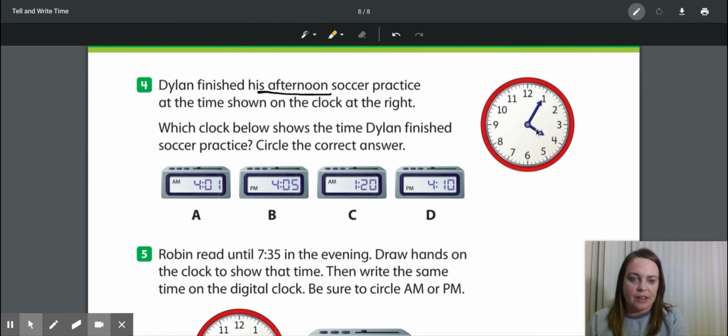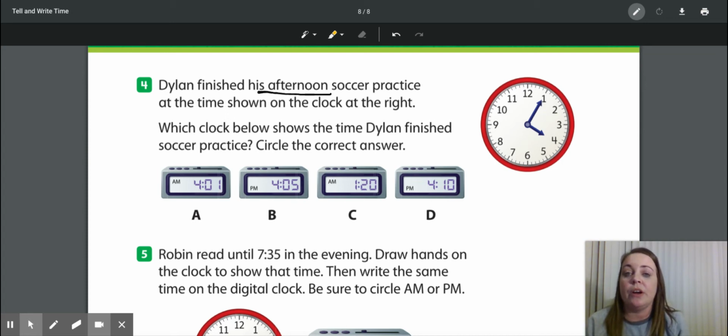Look at this clock right here. The short hand is almost directly on that 4, just a little bit past it. So the hour is going to be 4. For my minute hand, remember I start at the 12 and I count by 5s. Here's my 12 and I start counting by 5s. 5. My hour was 4, my minutes are 5. So it should be 4:05.